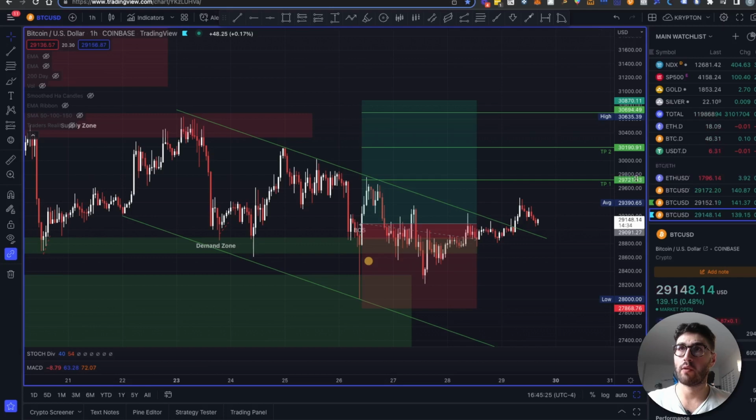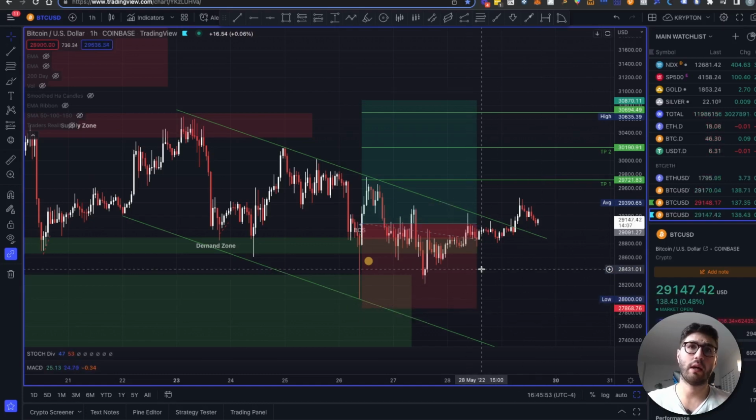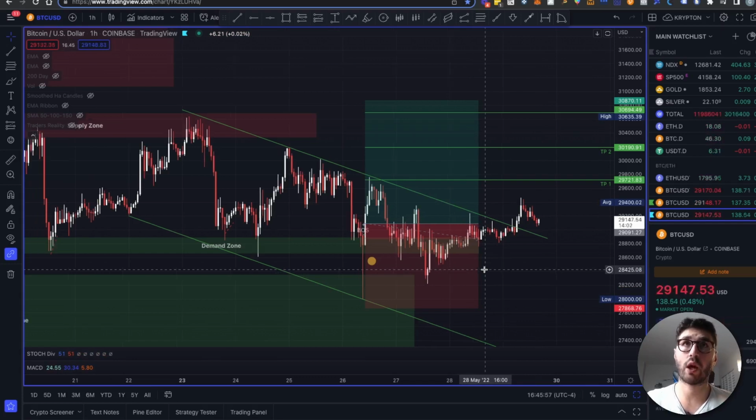here at 29,721, the second take profit at 30,180, and my third and final take profit at 30,694. So there won't be any guesswork. My stop loss, always set up your stop loss, would be here around 27,868. That would basically have a 1% drawdown on that specific account.